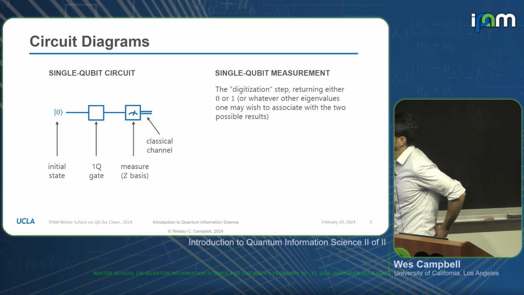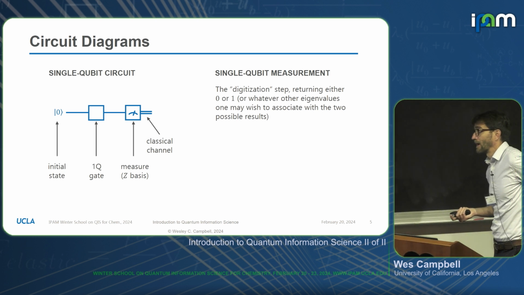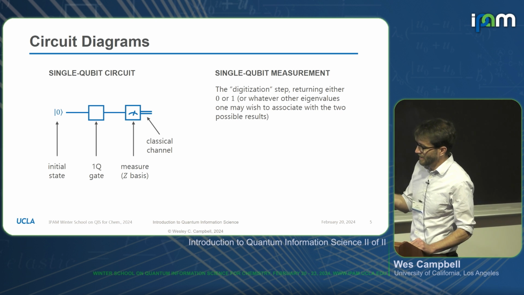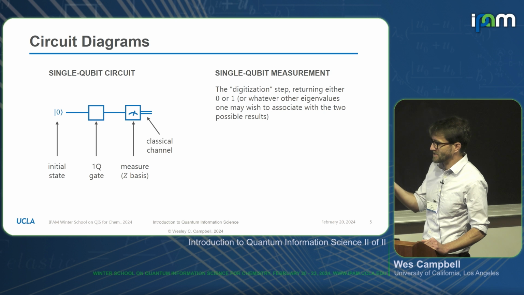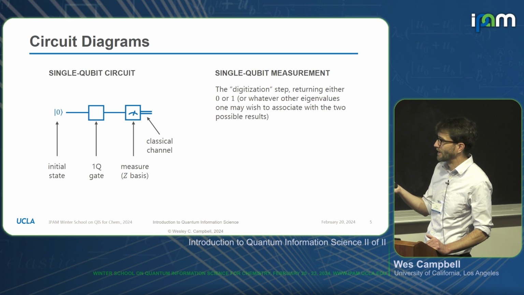The measurement is the digitization step, where we get either a 1 or a 0. In fact, it's probably best to always say you measure in the z basis, and if you want to do a measurement in the x basis, what you would do is rotate it first, rotate the x information onto the z basis, then measure in the z basis and interpret it accordingly.